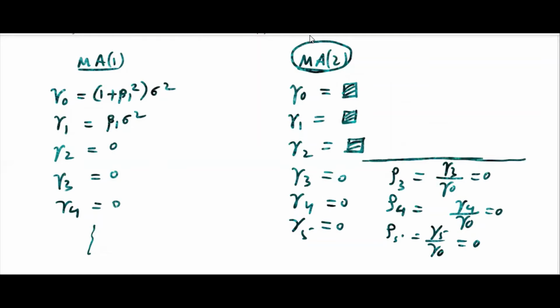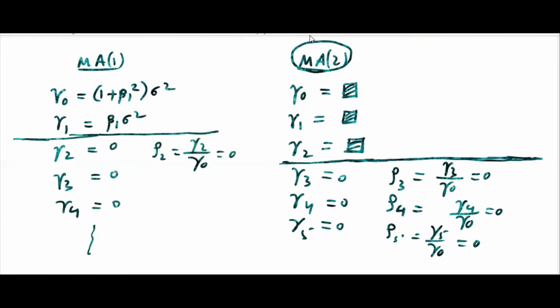And we'll use this one when you forecast something. This is a very important concept. We'll draw the autocorrelations for MA process, probably in the next class. Here if you see, after 1, suppose rho 2, gamma 2 divided by gamma naught, that is 0. Rho 3 will be gamma 3 divided by gamma naught, that will be 0.